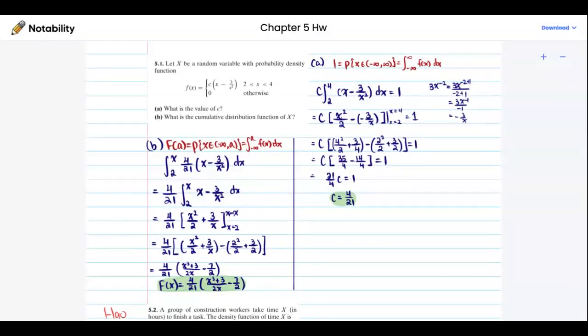So we're going to use this c for part B, for the cumulative distribution function of X. For this new integral, the upper limit will be x and the lower limit will be 2. We put c in here, 4/21 times (x − 3)/x² dx. After we compute the integral, we get that the cumulative distribution function of X is 4/21 times (x³ + 3/(2x) equals 7/2).